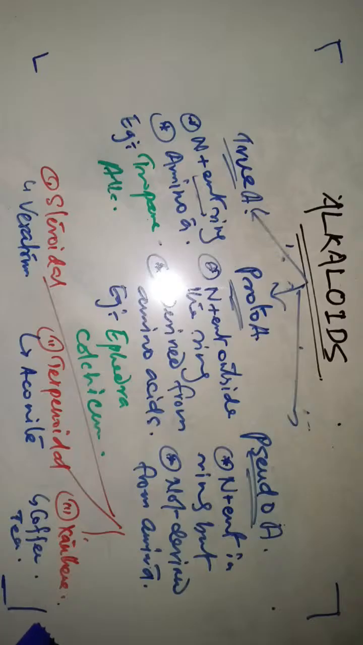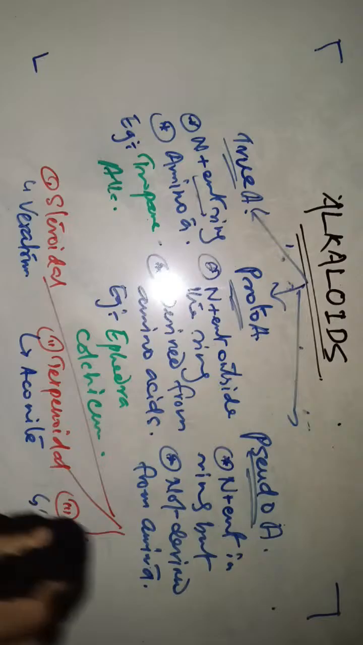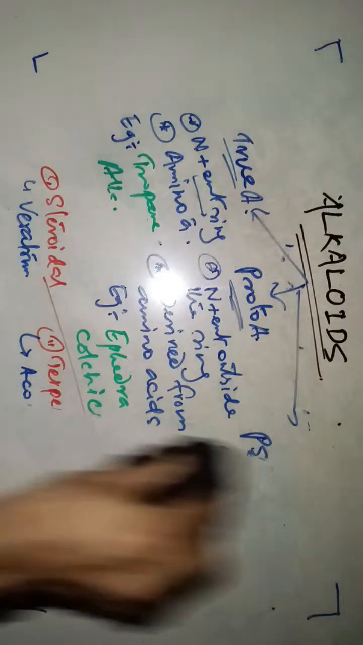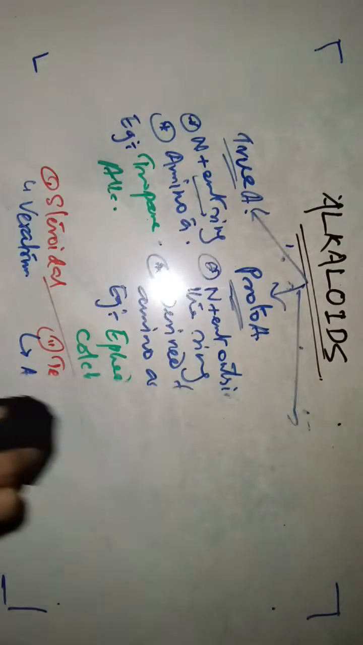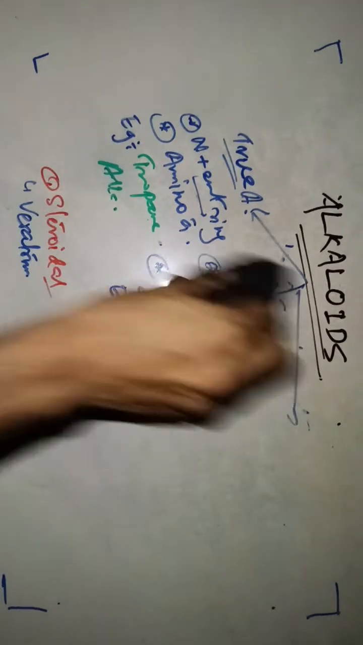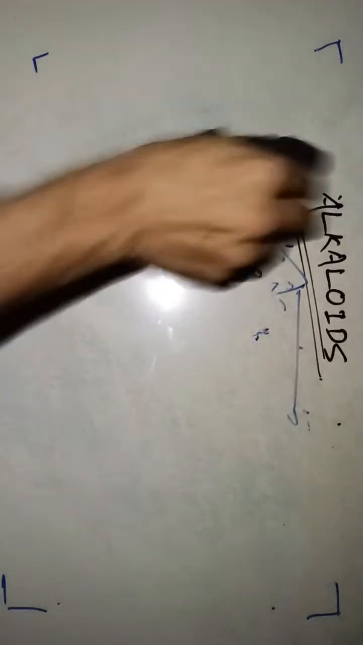Xanthine alkaloid examples are coffee and tea. Now we will see the different general properties and characters of alkaloids. What are the general properties and characters of alkaloids? The first one is that alkaloids normally have a definite shape and size, and they are crystalline in nature. Number two, they are basic in nature because of the presence of the nitrogenous base.